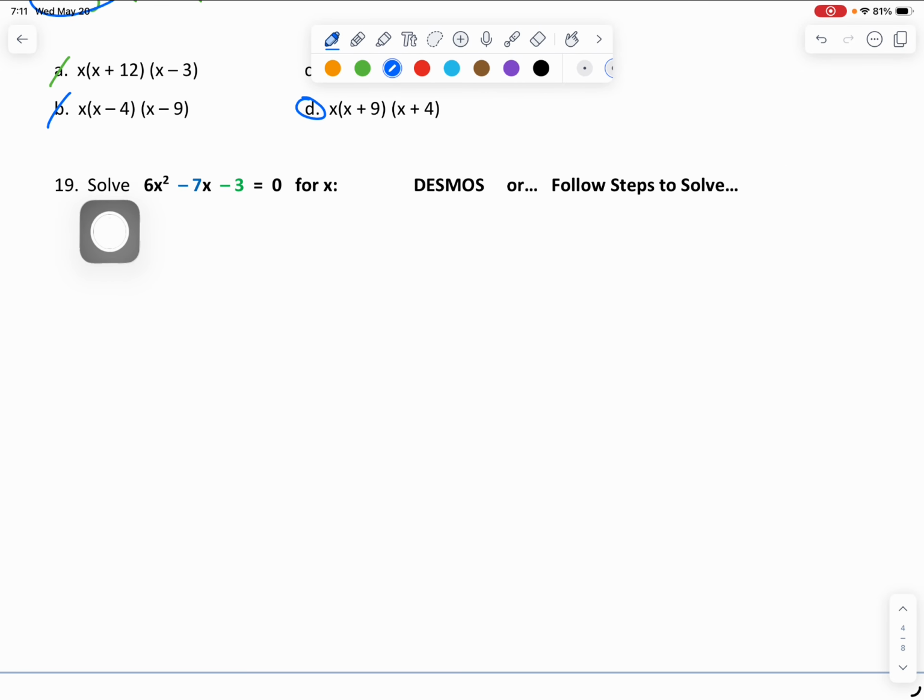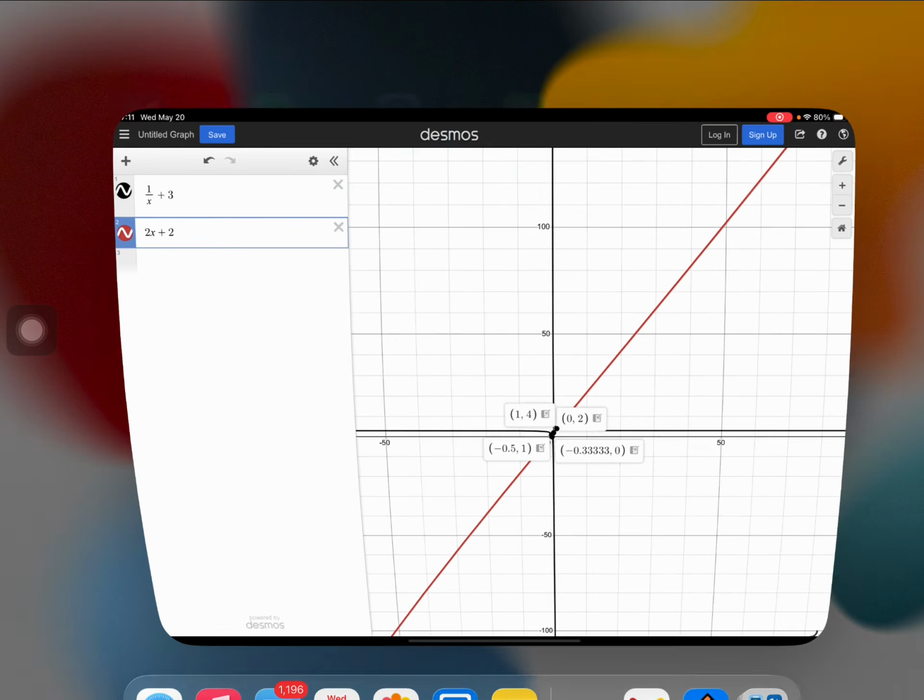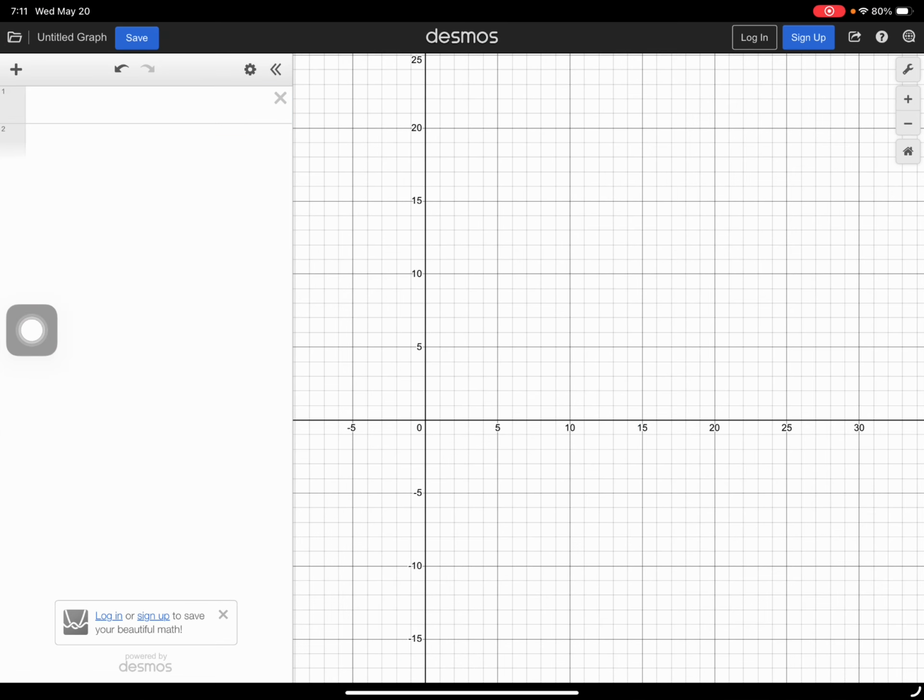Number 19, solve 6x squared minus 7x minus 3 equals 0 for x. You can use DESMOS or follow the steps to solve. Guys, I'm not going to kid you here. Go to DESMOS. You can use it on the ACT, so why not get comfortable with it now? All right, let's save some time. Let's go straight to DESMOS.